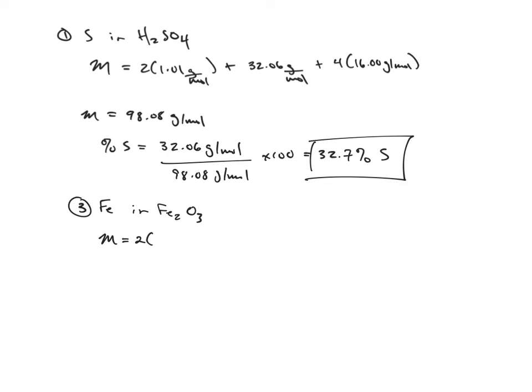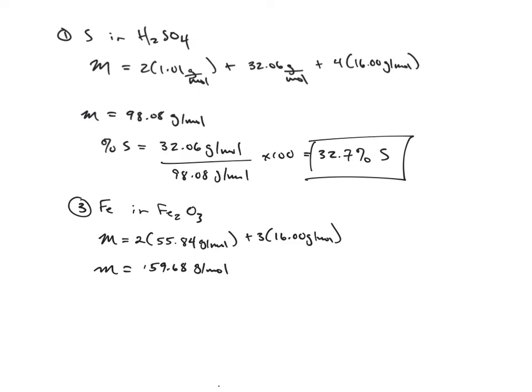Each iron is 55.84 grams per mole. Okay. Plus 3 times oxygen, which is 16.00 grams per mole. Okay, the molar mass of this whole thing, 2 times 55.84 plus 3 times 16. Okay, the whole thing, it's kind of heavy here, 159.68 grams per mole.